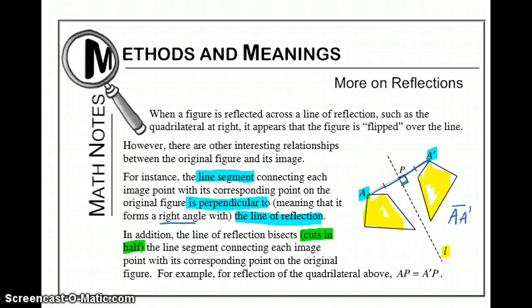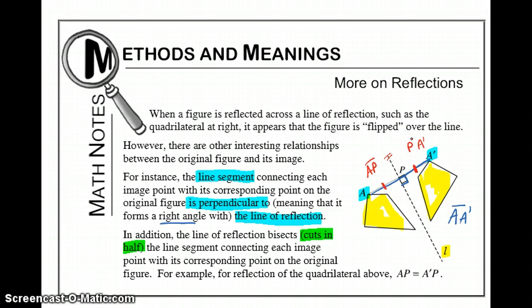Now how do we know those distances are the same? Well, in our picture, they're using these two markings. These are called congruence symbols, which we will get into a little bit later. But what these symbols mean is that the length from A to P, so segment AP, is the same as or equal to the length from P to A prime.